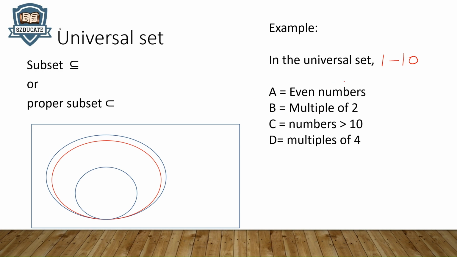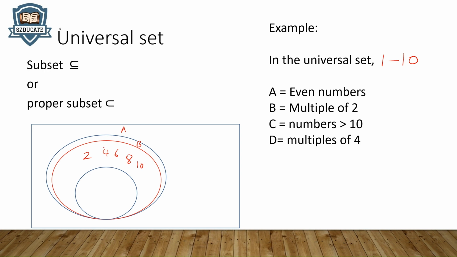Now, from 1 to 10, all the even numbers and multiples of 2 are exactly the same. If this is A and this is B, whatever is in A will be in B and there will be nothing extra. So it's just 2, 4, 6, 8, 10. A will be 2, 4, 6, 8, 10. B will also be 2, 4, 6, 8, 10.